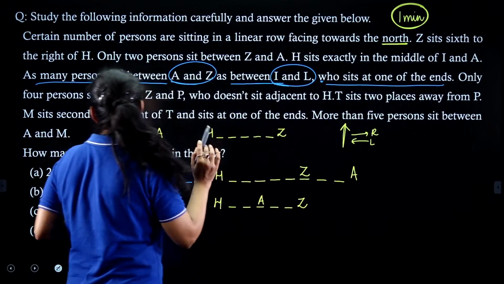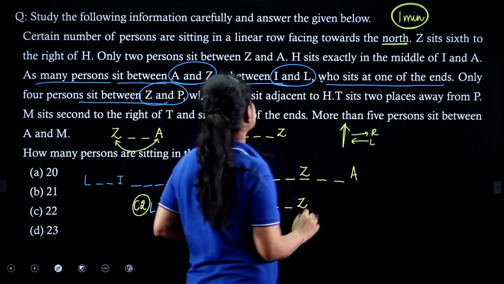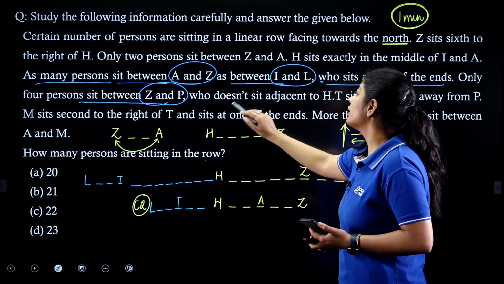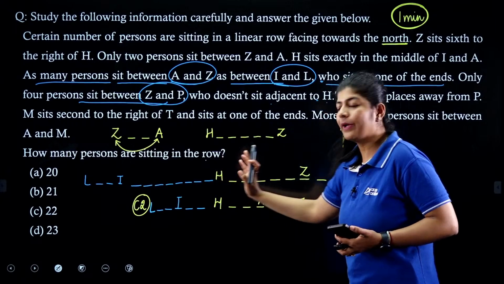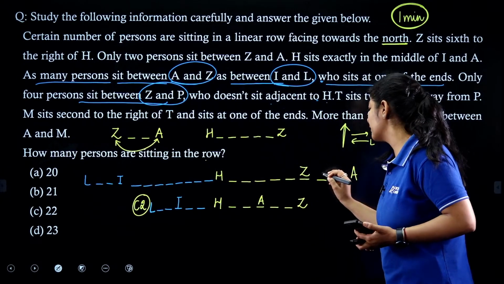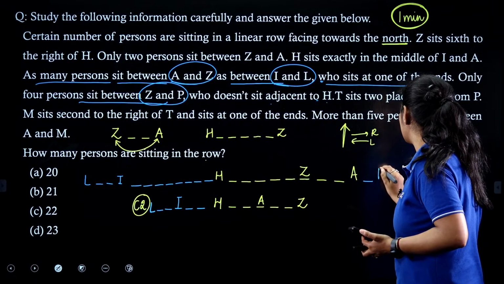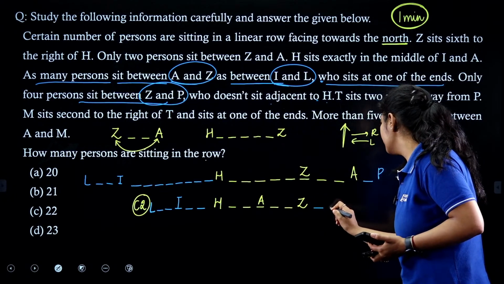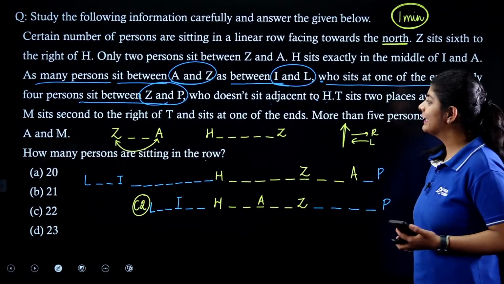Next. Only 4 persons sit between Z and P, who does not sit adjacent to H. That means we can't put P near to H. That means we need to go in this side only. 1, 2, 3, 4. And here we are having P. 1, 2, 3, 4 and here we are having P. Right?